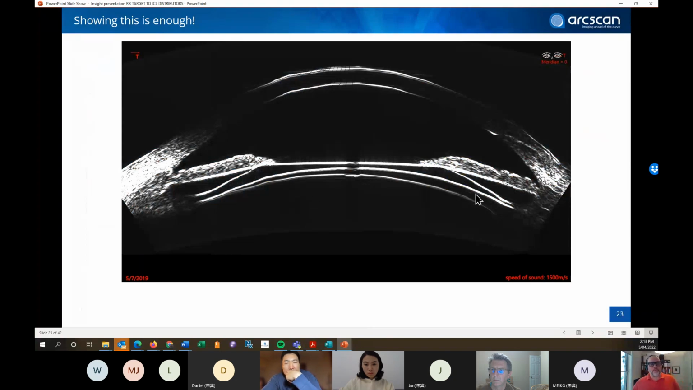No ultrasound, nobody will have such steady hands that you can see this perfect. And I've been scanning ICLs with UBM for a long time. I never got any image similar to that. Never, ever.